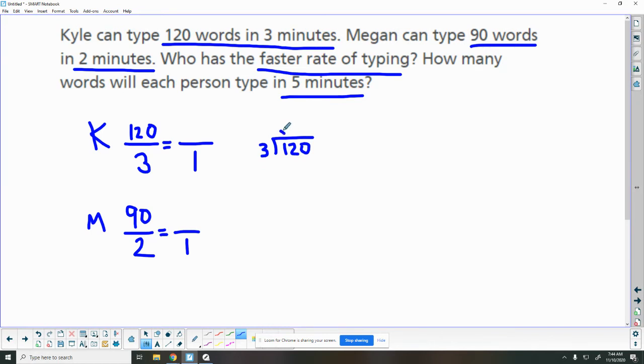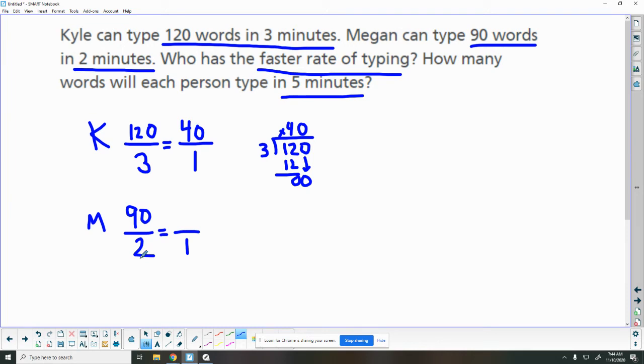So 3 can't go into 1, but it can go into 12 4 times. And there's a 0. And 3 goes into 0 0 times. It's really important that every time something comes down, something goes up. So Kyle can type 40 words every minute. So I want you to go ahead and pause the video and see if you can figure out how many words Megan types every minute.